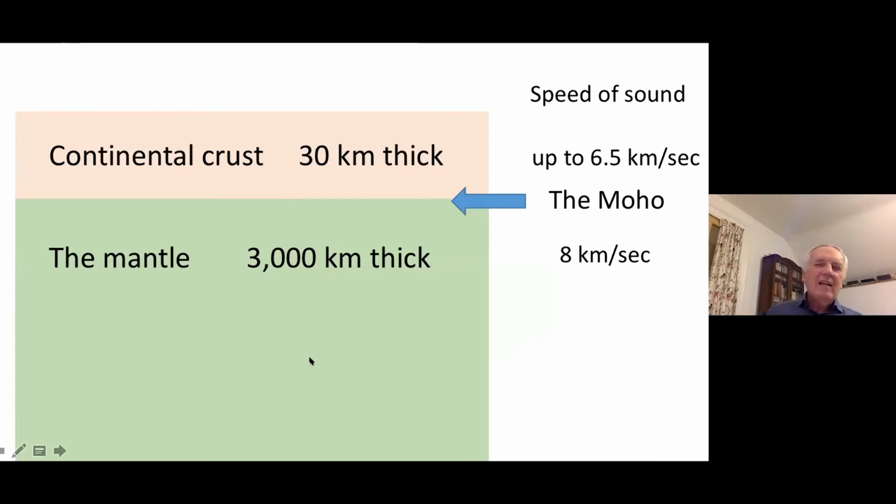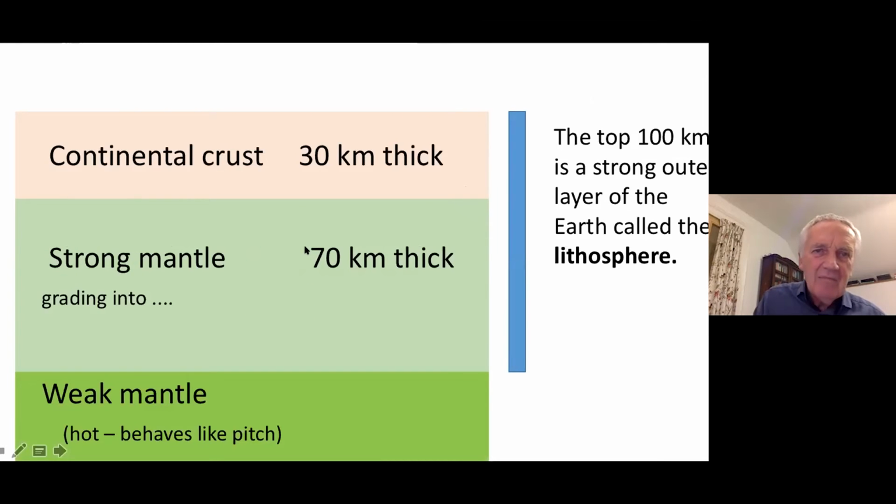But there's a very important distinction to be made within the mantle as to how strong it is. The topmost 100 kilometers of the Earth is a strong, rigid outer layer. It's called the lithosphere. So with 30 kilometers of crust, another 70 will make up that 100 of strong mantle. The strong mantle goes down, it grades into weak mantle as the temperature goes up.